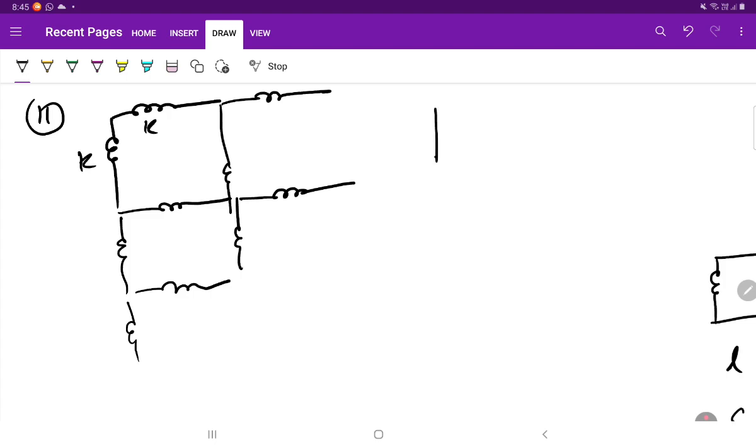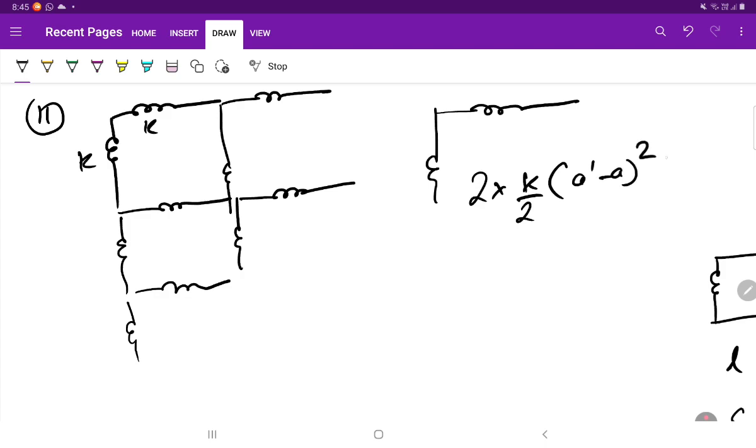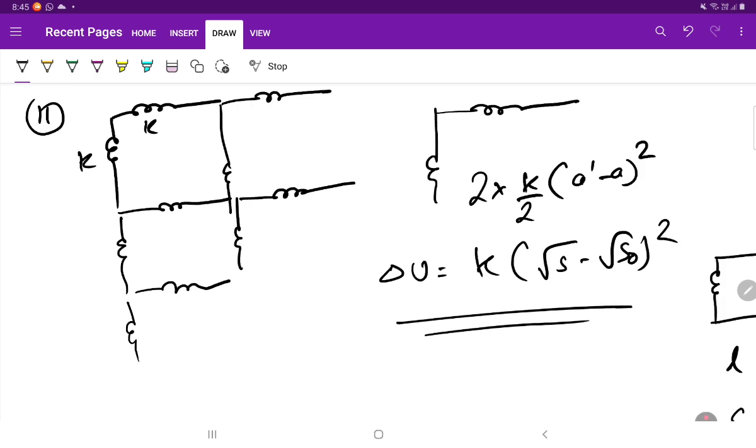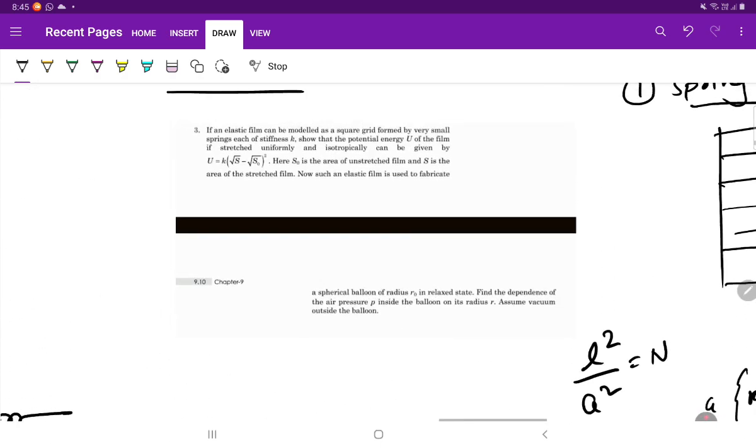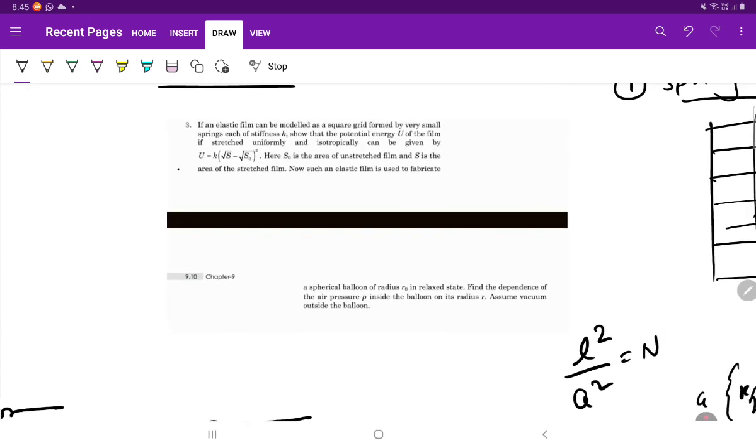So in this kind of lattice or unit cell, you can say, in this kind of unit, the total spring is 2 into k by 2 a dash minus a whole square. Sorry. In this case also, on further evaluation you'll get delta u equals k root s minus root s naught whole square, and that's the answer that matches with this one. So the first question is done.